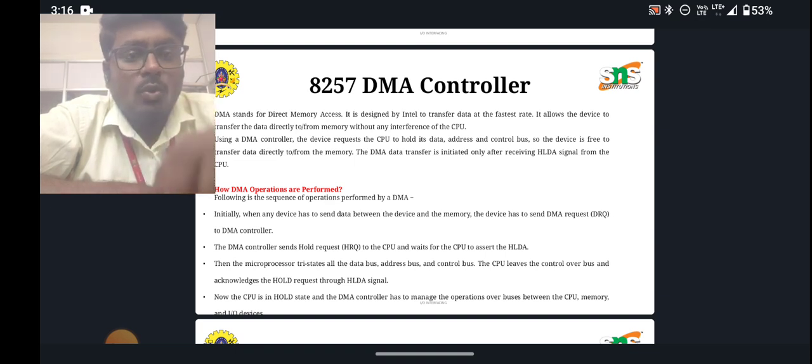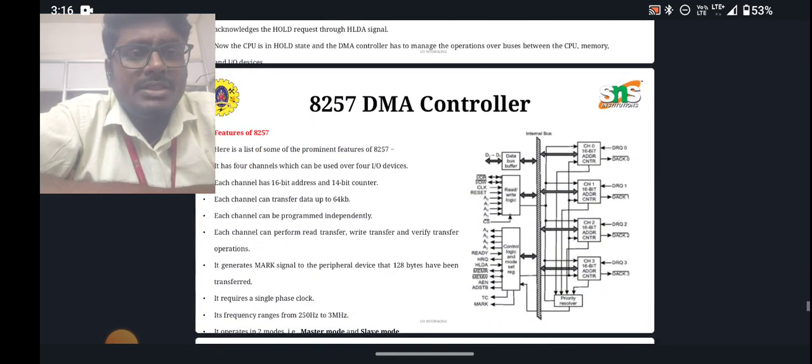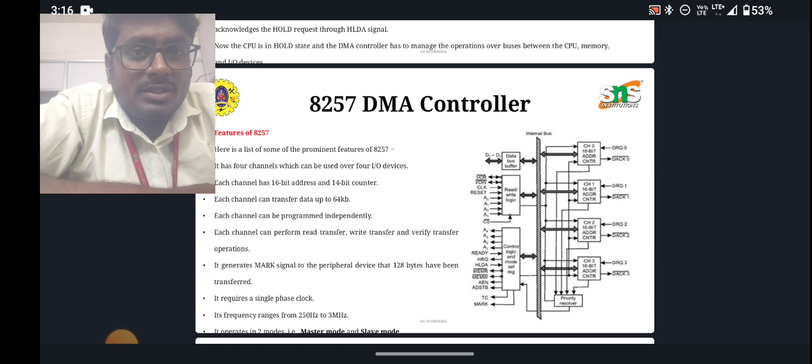Now the CPU is in hold state and the DMA controller has to manage the operations over the buses between the CPU, memory and the input-output devices. The features of the DMA controller: here is the list of some prominent features.